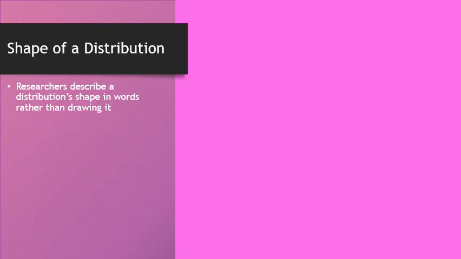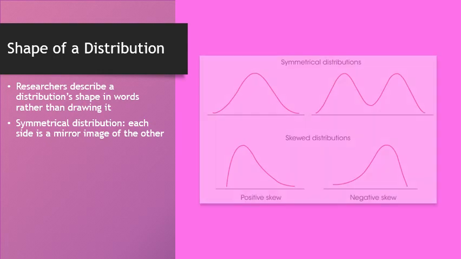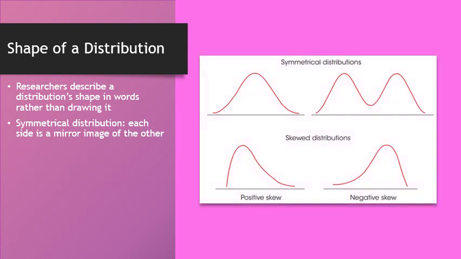Okay, let's talk about the shape of the distribution. Researchers describe a distribution shape in words rather than drawing it. So, a symmetrical distribution: each side is a mirror image of the other. A normal curve is one type of symmetrical distribution, and that's the one shown on the top left.